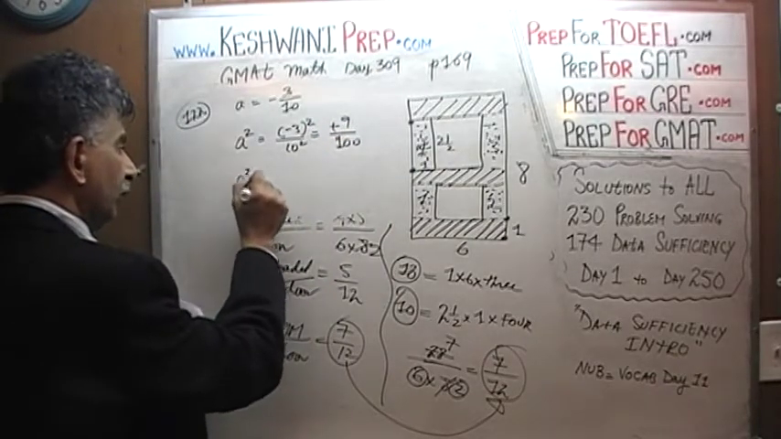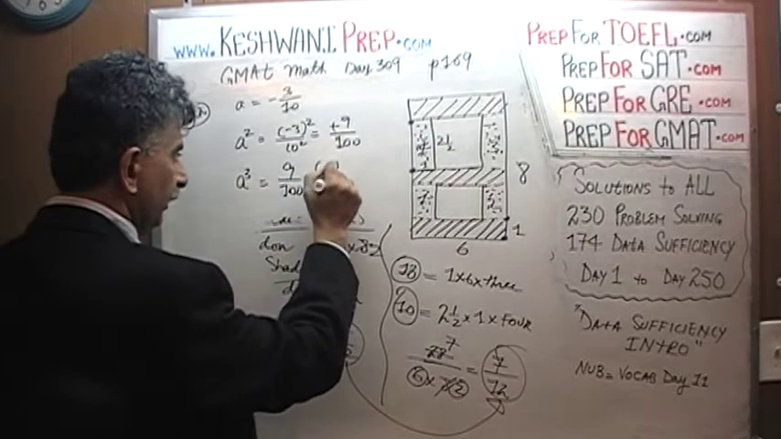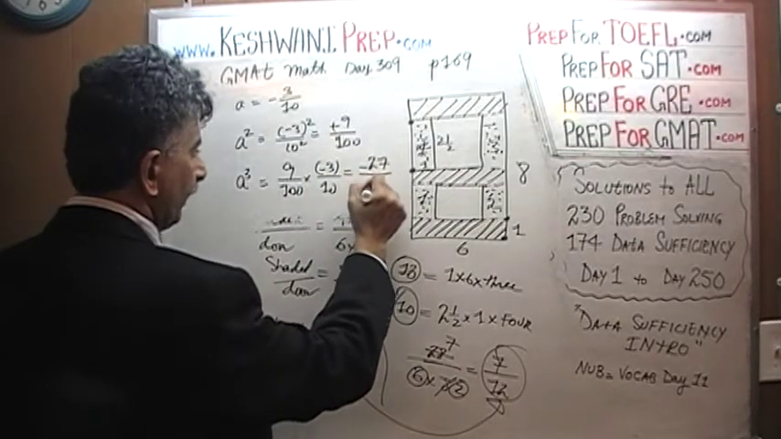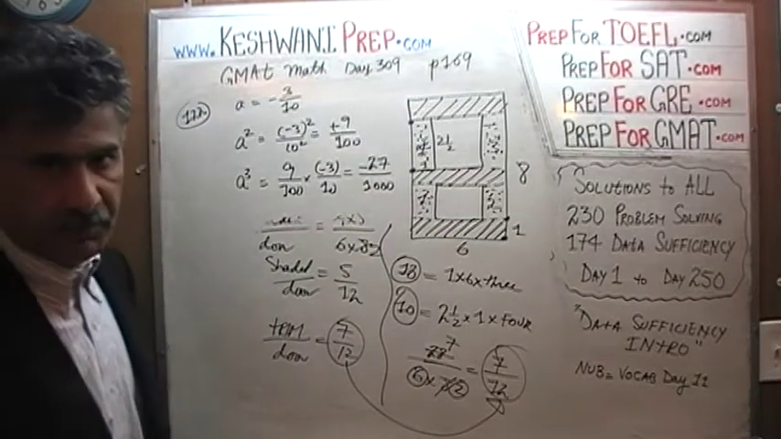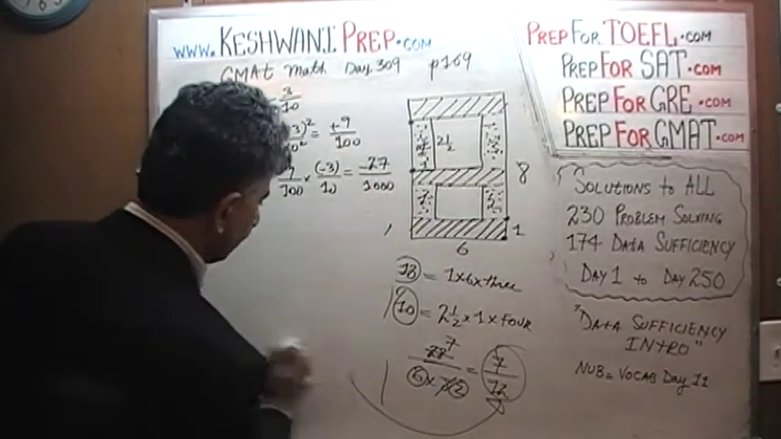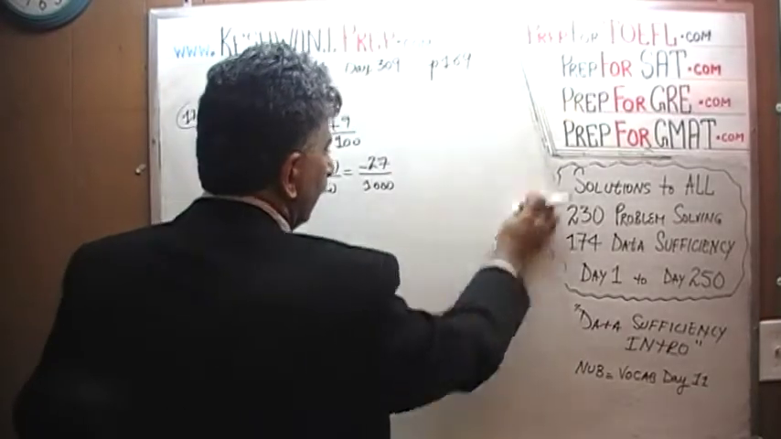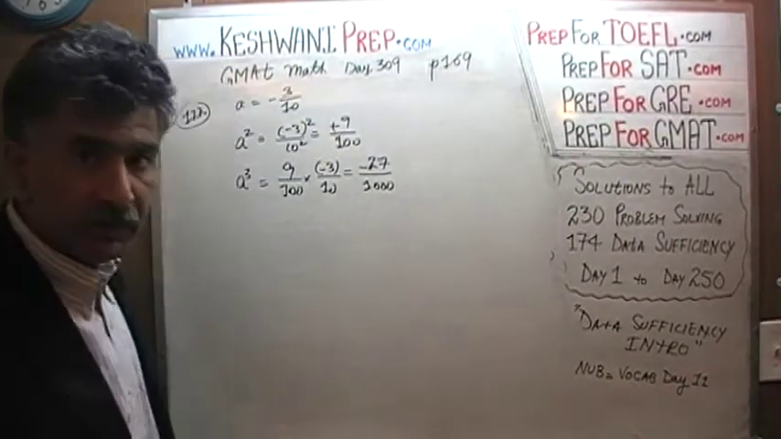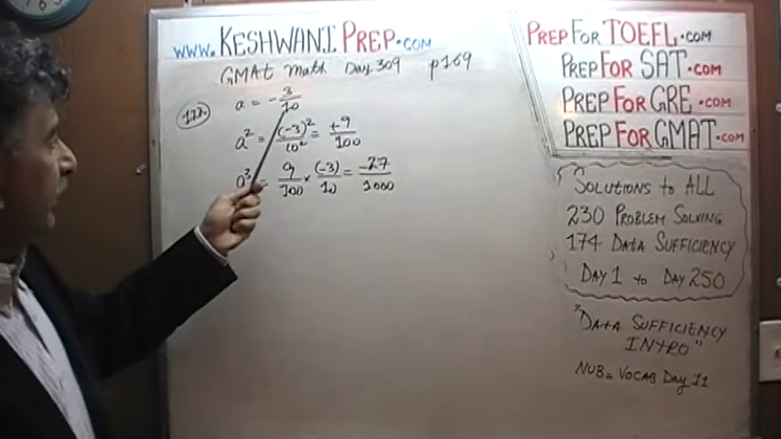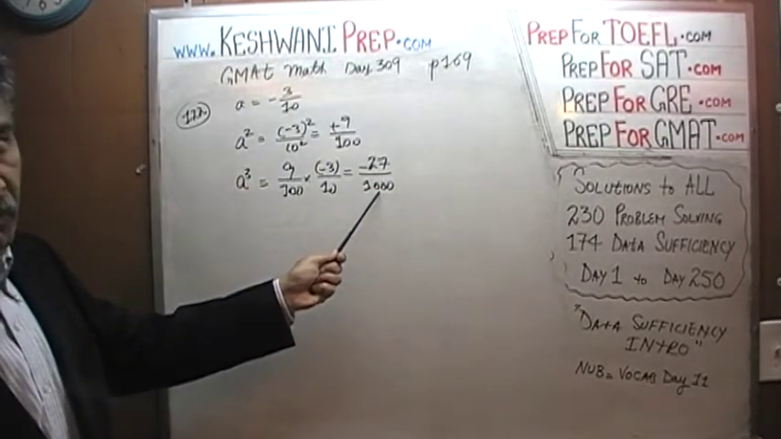A cubed would be that amount right here, 9 over 100, times negative 3 over 10, which is going to give us negative 27 over 1000. Are you with me? Okay, fine. I'm going to erase all of this because we need the room. And now, we're going to take the first two quantities. The first quantity has a denominator of 10. The second quantity has a denominator of 100. The third quantity has a denominator of 1000.